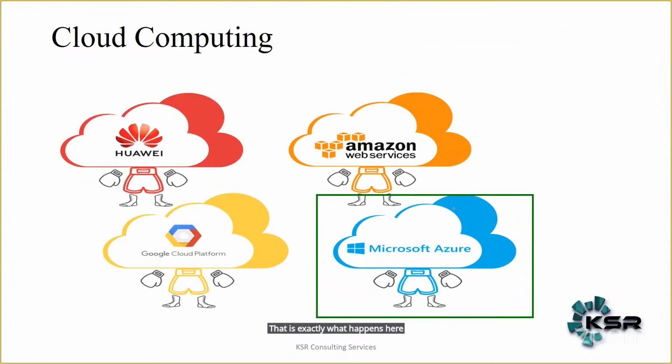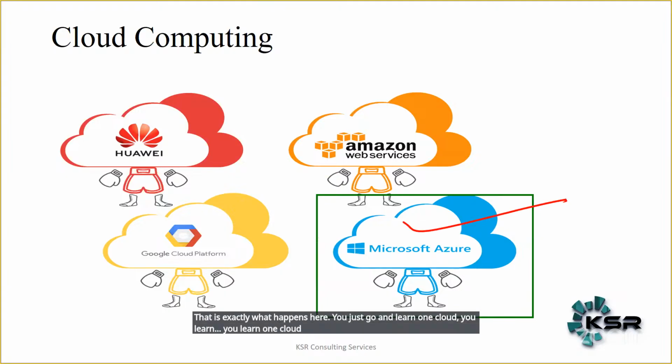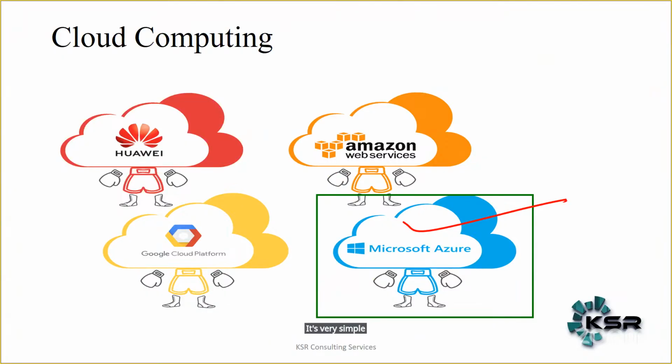You just go and learn one cloud. You learn one cloud, automatically every other cloud you can relate to it. It's very simple. So tomorrow we don't know which cloud is going to be on top. Today this is on top. This is second. This is third.